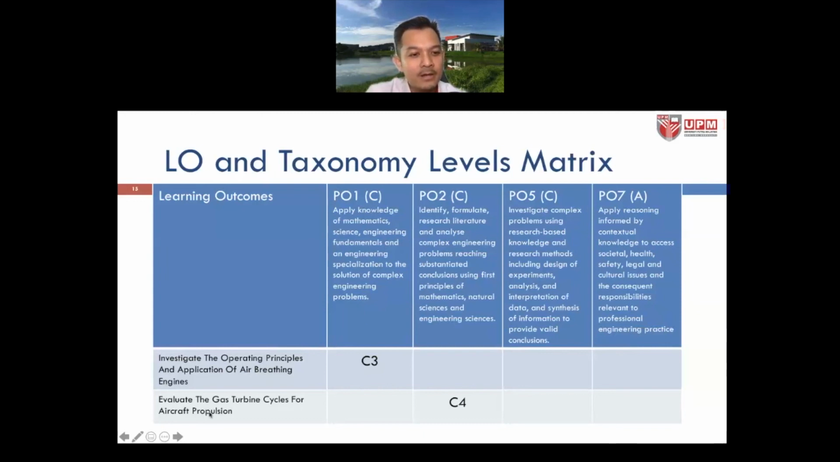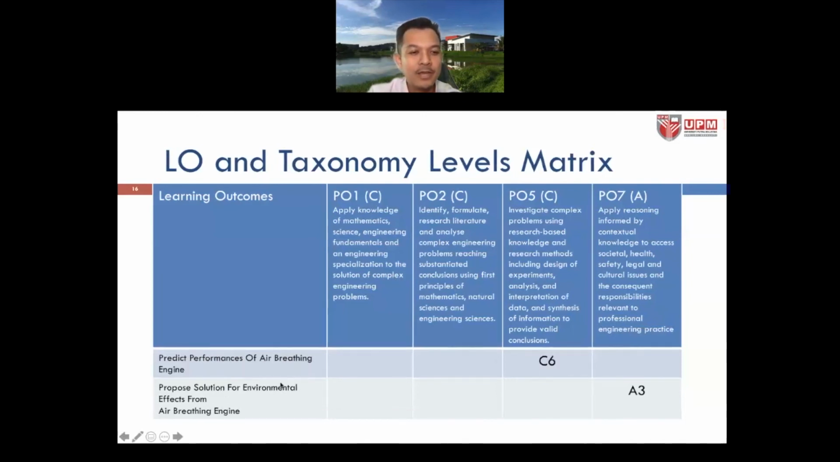And then the second course outcome is you need to be able to evaluate the gas turbine cycle for aircraft propulsion. So you are going to be exposed to not simple, but complex examples for gas turbine propulsion, right? And then it is mapped to PO2. So if you manage to achieve course outcome number 1 and course outcome number 2, you are going to be able to achieve program outcome 1 and program outcome number 2.